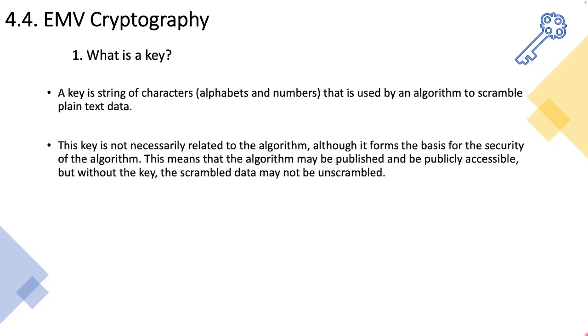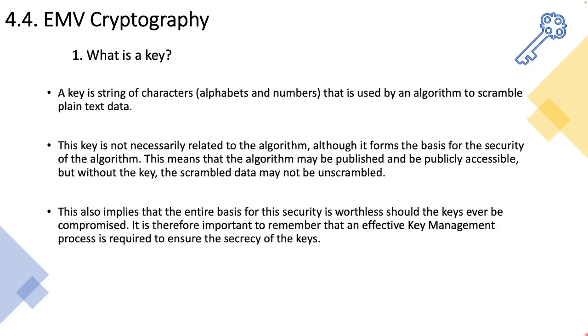The key is not necessarily related to the algorithm, but please note that the key forms the basis for the security of the algorithm. This means that the algorithm may be published, it may be publicly accessible, but without the key, the scrambled data may not be unscrambled. What this also means is that the entire basis for the security is worthless should the keys ever be compromised. So it's very important for your organization to remember that, in order to protect these keys and ensure their security, we should have an effective key management process in place.